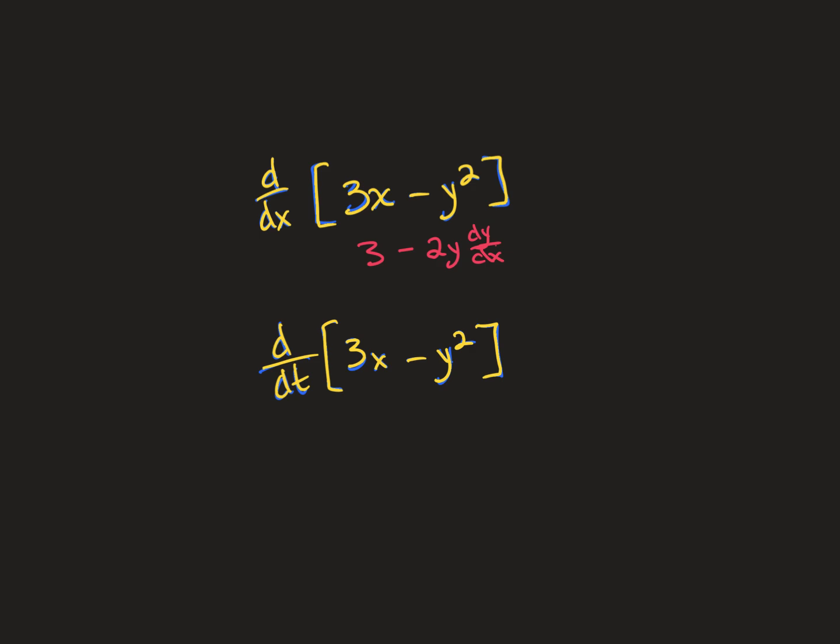All right. And so now when I take a derivative of 3x, what's the derivative of 3x? 3, but then what pops out? dx dt. Beautiful. Minus, now the derivative of y squared is really what? 2y dy dt.